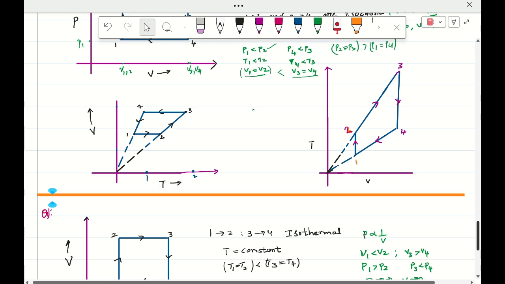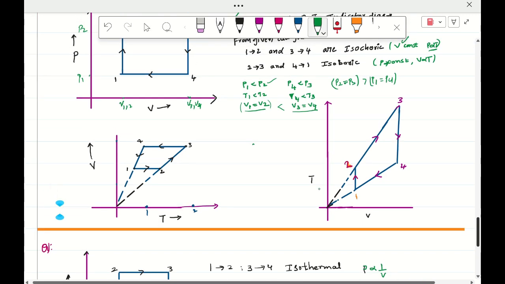TV graph. At 1 and 2, if you see, volume is constant and the slope of the TV graph gives the pressure, right? The slope of T by V is pressure. According to the ideal gas equation, T is equal to PV by nR, so nR is constant. Therefore P is proportional to the slope of T by V. And you see here P2 is more than P1, right? So 1 and 2 points I have taken, and the same way 3 and 4 points I have taken. And if the slope of the TV graph is more, it means the pressure is more. P2 is more, that's why 2 points and 1 point I have taken. Why you have to take like this means you have to take slopes.